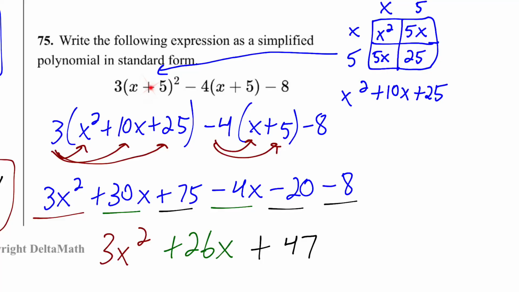For 75, I do the box method first. Let's do that over here. I get this, which I can replace. The next thing I do is I distribute the 3, and I distribute the negative 4. I rewrite everything. At this point, I combine like terms. That's the only x squared. I have 2 different x's, combine them. 3 different numbers, combine them.